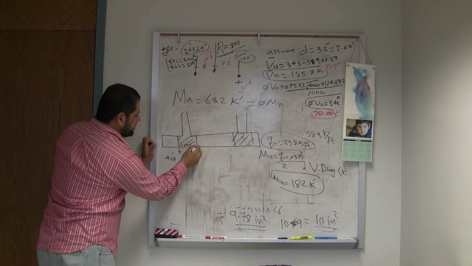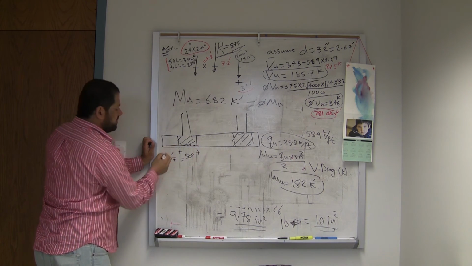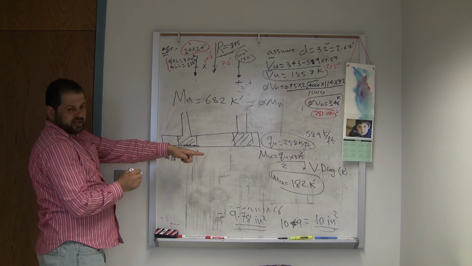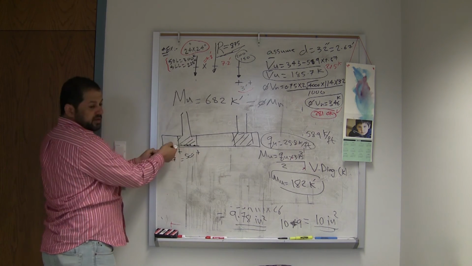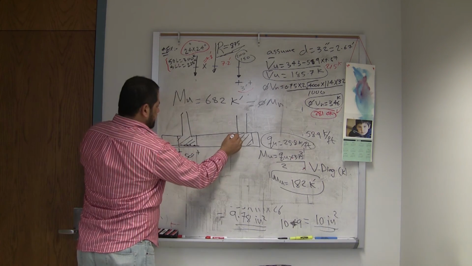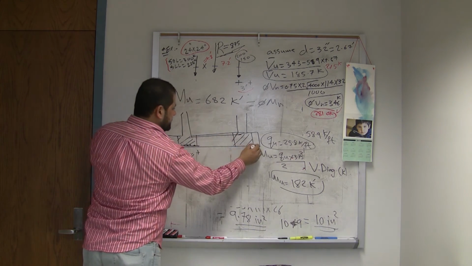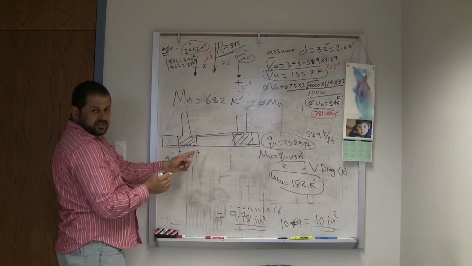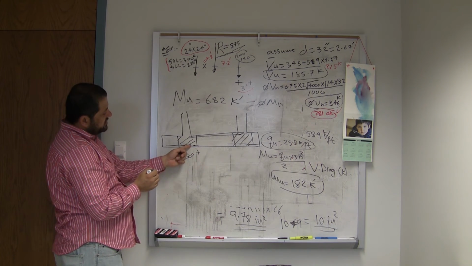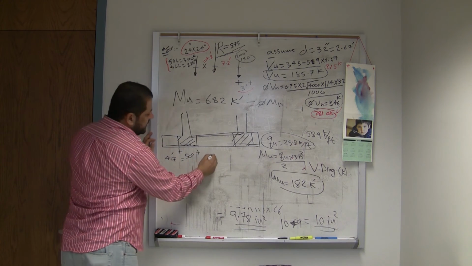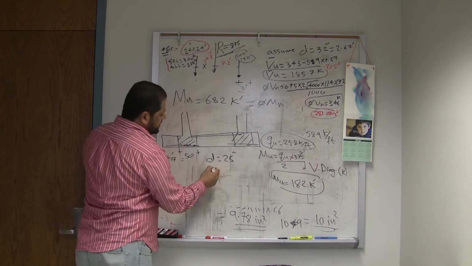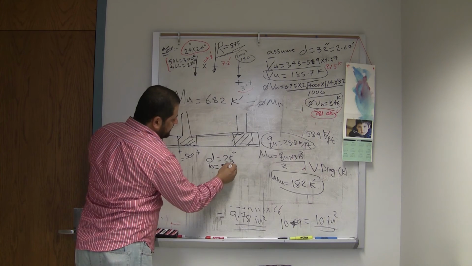Remember there is steel at the bottom. By the way, D could be something smaller, even if you want to subtract 1 more inch, because the main steel will be at the bottom. So we will use 25 instead of 26. We will take 1 more inch to the center of this layer of steel because this layer is at the top. So D will be 25 inch, B equal 50 inch.